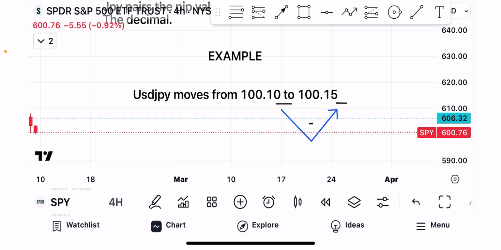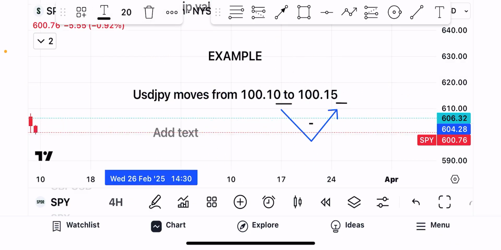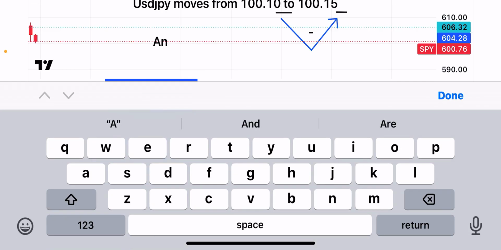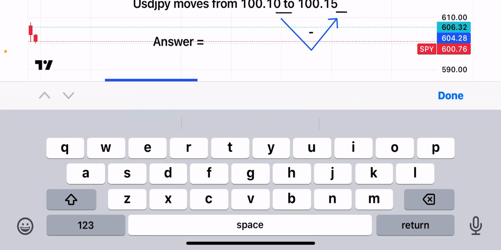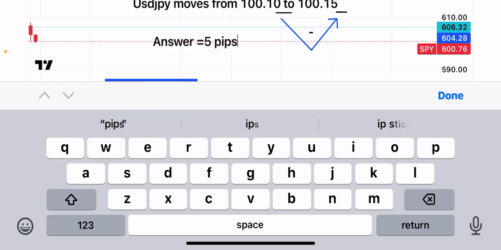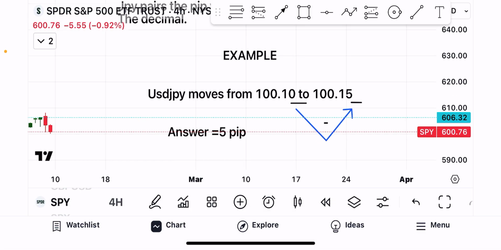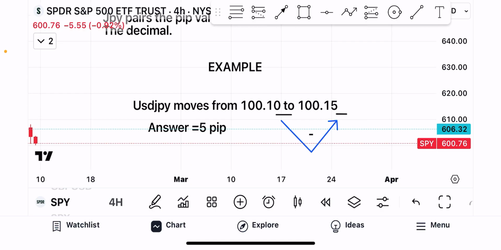So how many pips did it move? If you minus 10 from 15, just the simplest way, your answer should be giving you 5. So we moved 5. We increased by 5 pips. So that one is the second number, not the fourth number. That is it for JPY pairs. Only pairs with JPY, we calculate them. We see their second number after the decimal as the pip. So that is how we calculate it.